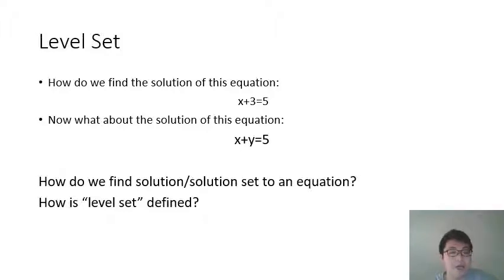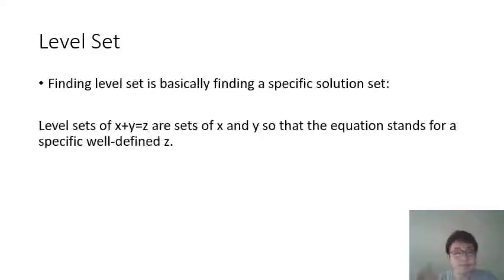And now if you open up your Evans textbook and look up level set and how it's defined, it's basically defined the same way as finding solutions or a solution set to an equation. So a level set is basically finding a specific solution set. So the level sets of the equation x plus y equals z are sets of x and y so that the equation stands for a specific well-defined z. Just like what we did when we tried to find the solution to x plus y equals 5, we were finding the set of x and y so that the equation stands for a specific well-defined z, namely 5.